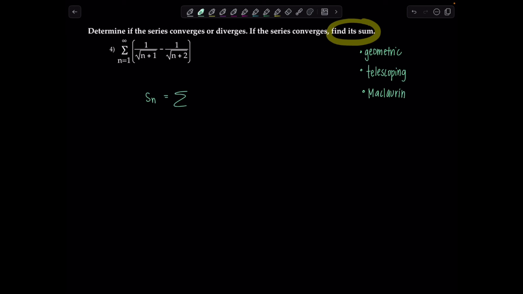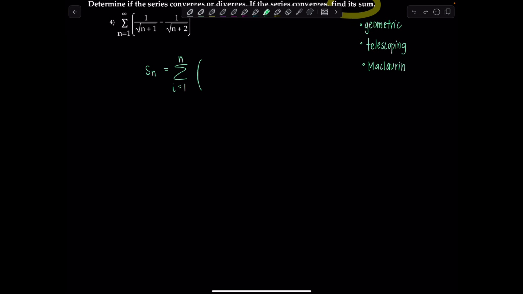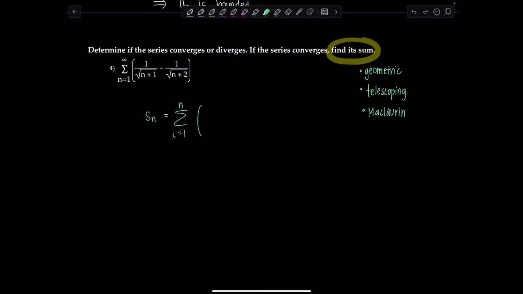And remember, we have to redefine our index because we're stopping at n. A partial sum is not an infinite sum. It stops at n. So you need a new index of summation. Usually we use i. So we'll start at 1, go to n. And then similarly, make sure you redefine these guys to be i's as well. So this is going to be 1 over square root i plus 1 minus 1 over square root i plus 2. Good?